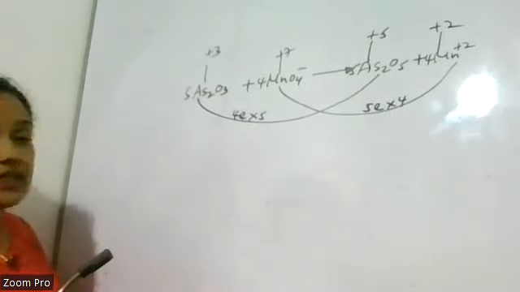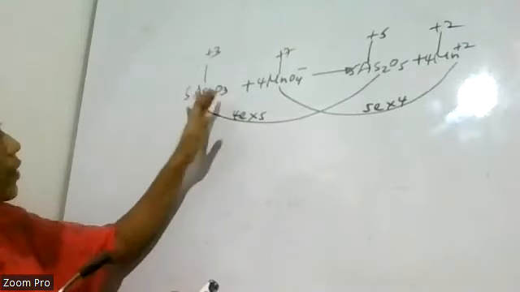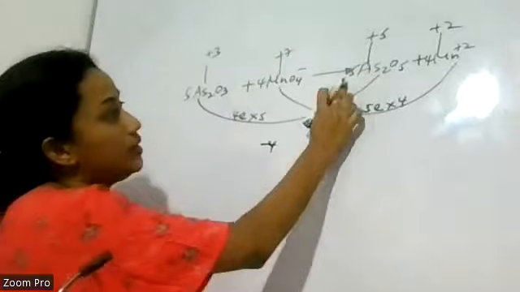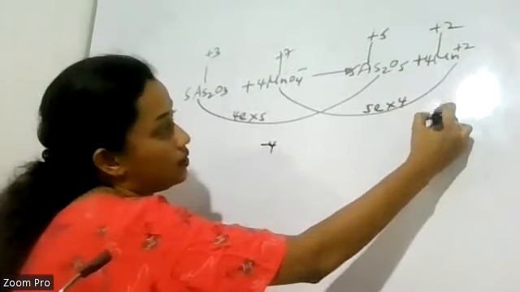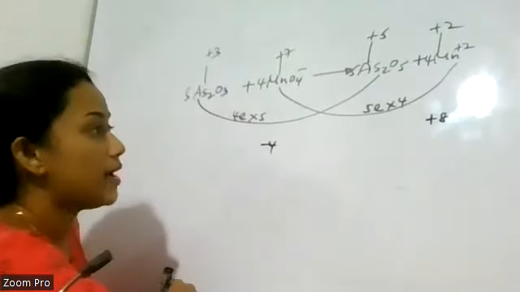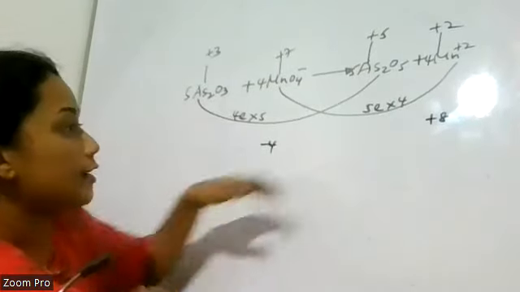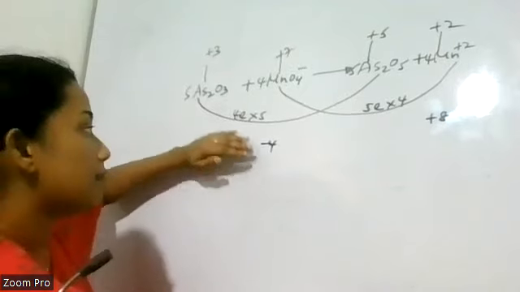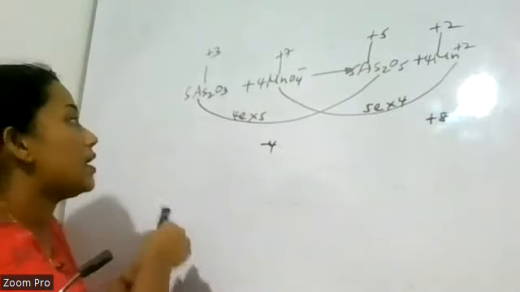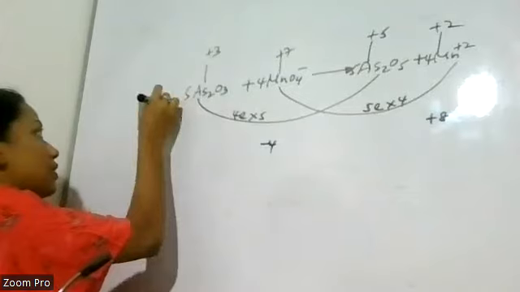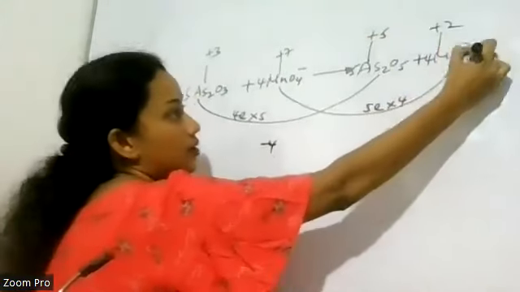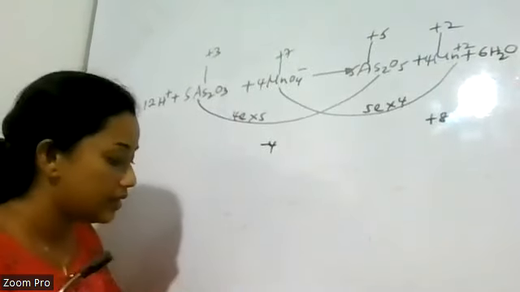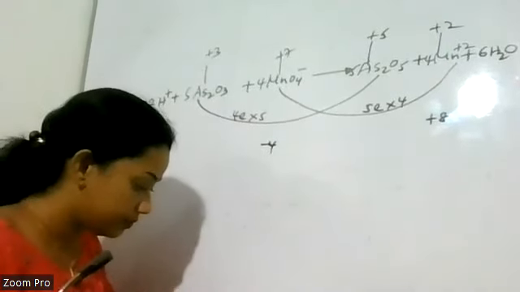Then we have to balance the charges. Here no charge, here minus 4. Here plus 8, plus 8 minus 4. Here minus 8, and we have to add minus 8 plus minus 4, plus 12 H plus and 6 H2O. It should be like this.